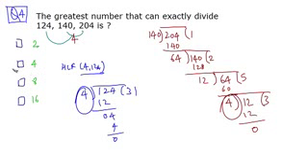So the answer is 4, because we have first calculated the HCF of these two numbers, which turned out to be 4, and again we are calculating the HCF of 124 and 4, which comes out to be again 4. So our correct option is option B.